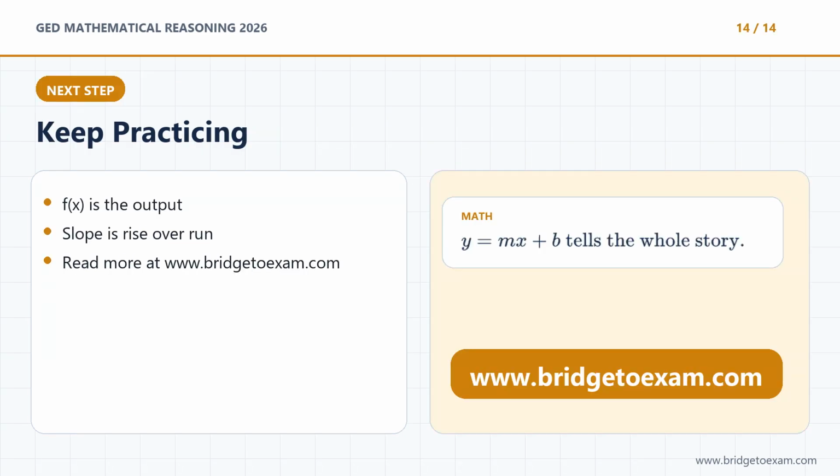Excellent work. You can now read functions, find slope, and graph a line from its equation.